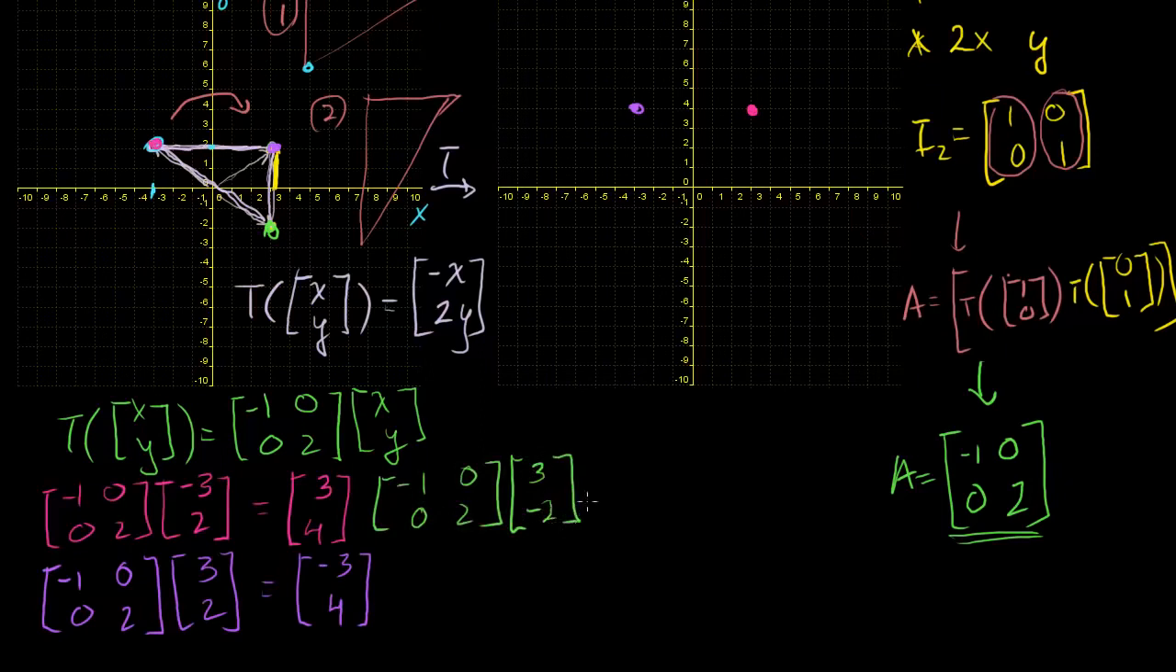3, minus 2, which is equal to minus 1 times 3 is minus 3. And then 0 times minus 2 is just 0. So this becomes minus 3. And then 0 times 3 is 0. 2 times minus 2 is minus 4. So minus 3, minus 4. So this point right here becomes minus 3, minus 4. Becomes that point right there.